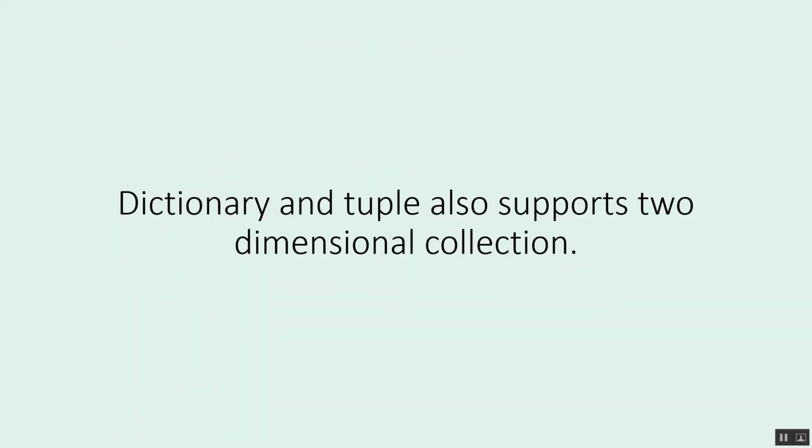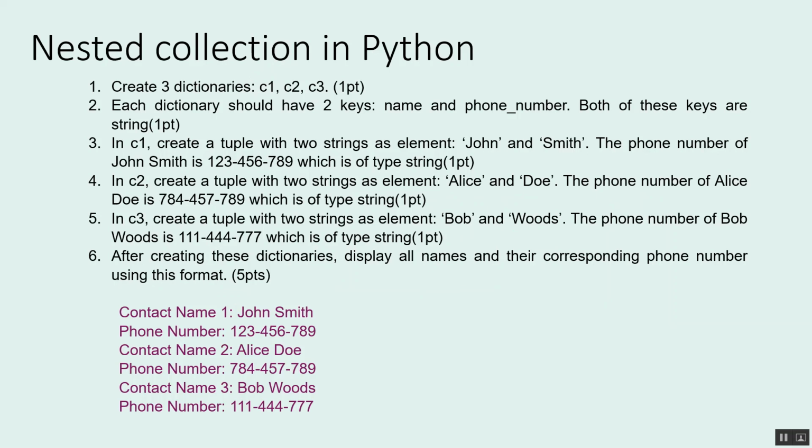Okay, it says here that dictionary and tuple also support two-dimensional collection. Remember that in our last activity, we also created a nested collection. Okay, so this nested collection is actually composed of 3 dictionaries: C1, C2, and C3. Each dictionary should have 2 keys, name and phone number. Both of these keys are of type string. So let's try it.